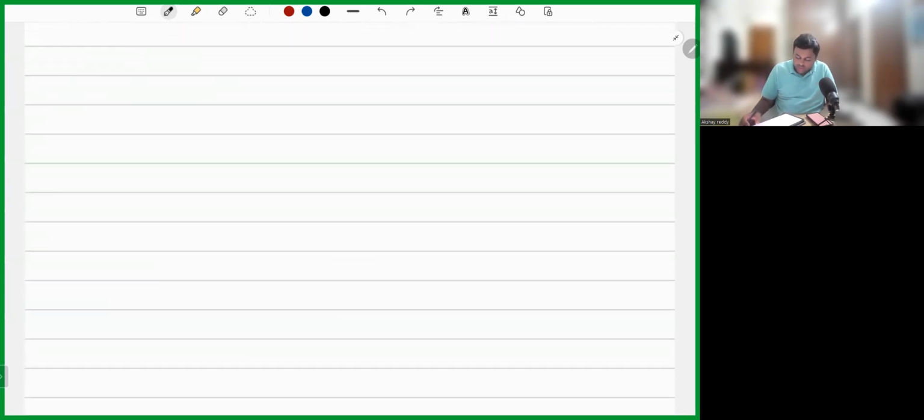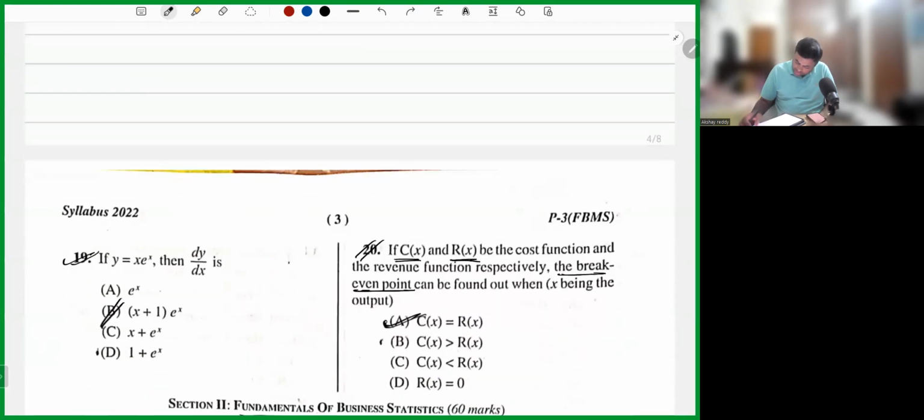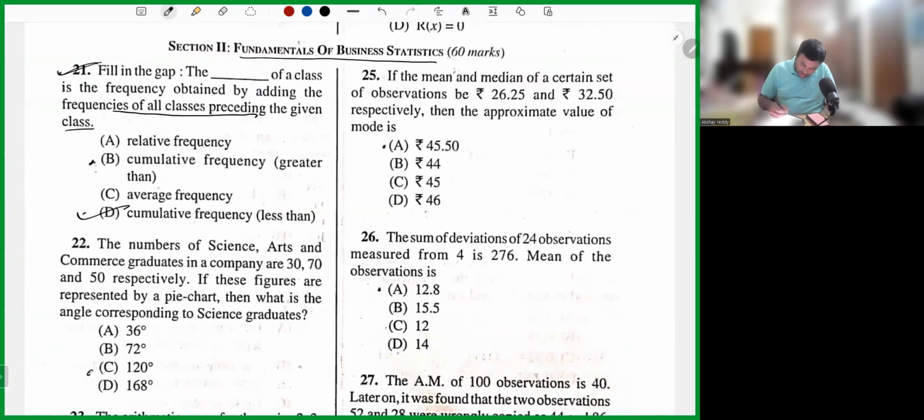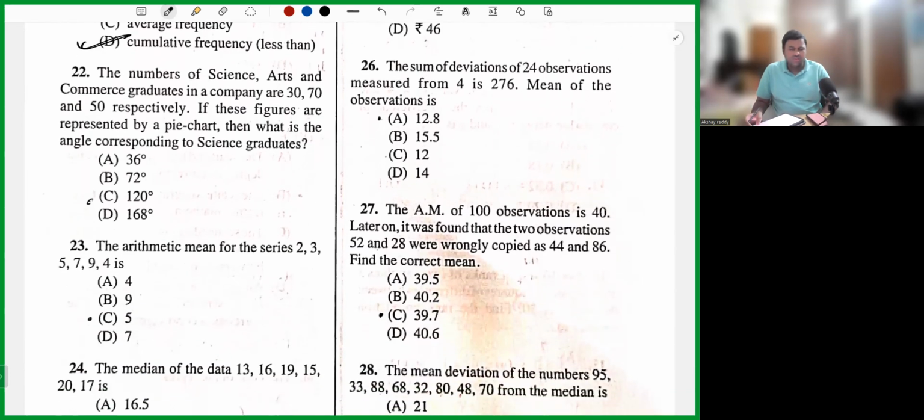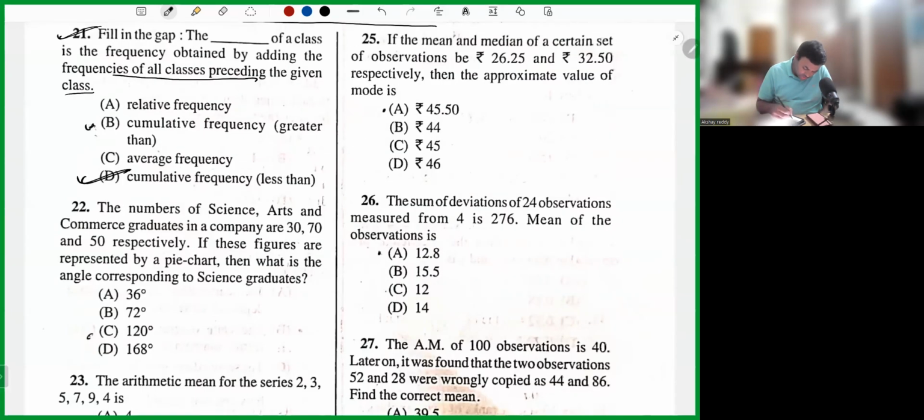So I'm assuming the answer is regarding LCF only. However, we don't know what assumption those people have taken. Basically, the answer should be cumulative frequency. I'm taking it would be LCF. Our CMA Institute doesn't release any suggested answers for foundation. They just give you the final results. But let's hope. There's a little controversy in this question number 21. It can be B or D. I'm assuming D as the answer.